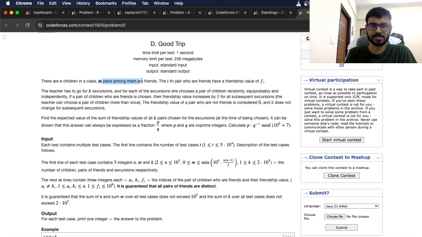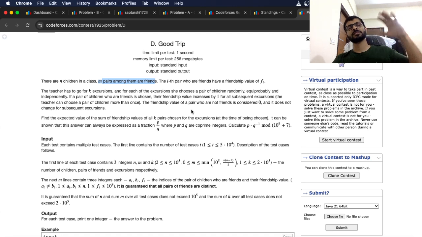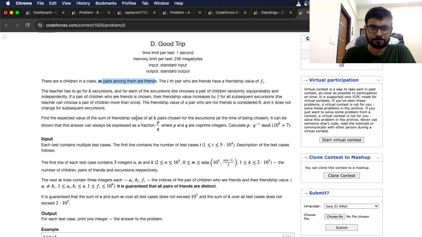Okay, there are m pairs that are friends. The teacher may not choose a pair which are friends. They may choose a pair who are not friends, and they may choose the same pair multiple times. So it's an equal probability thing. Every time it's like a random value generator tells me this pair, and that pair will be chosen. Okay, so what next? Find the expected value of the sum of friendship values of all the k pairs chosen for the excursions. This answer can always be expressed as a fraction p by q.